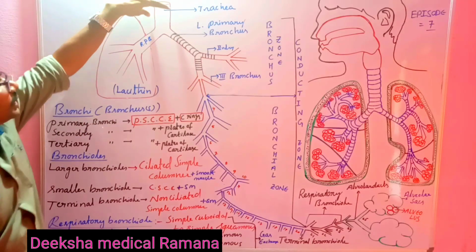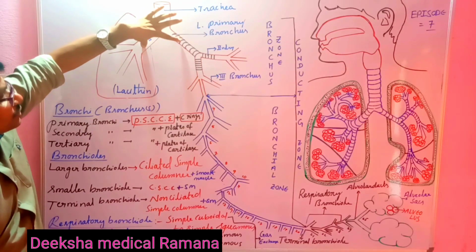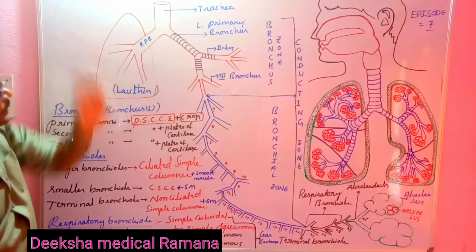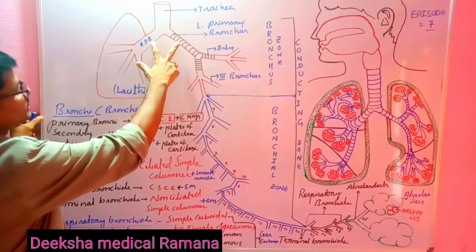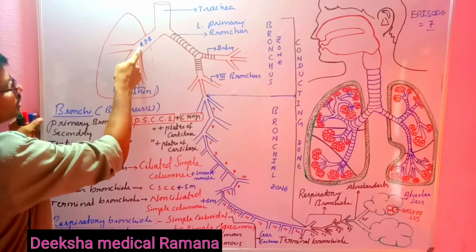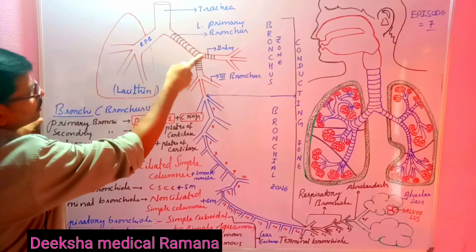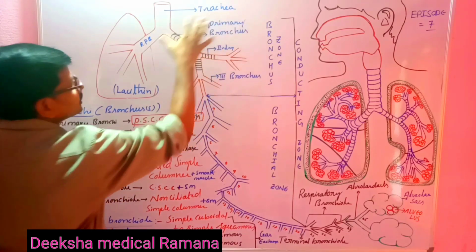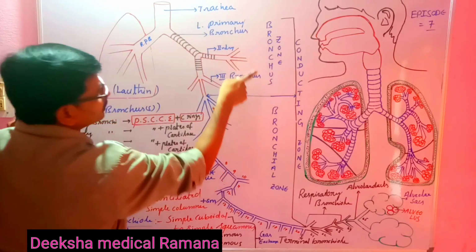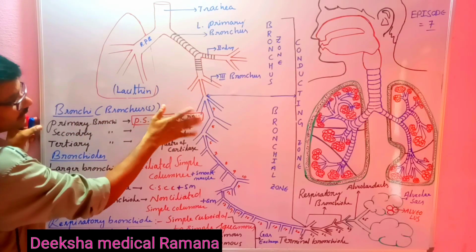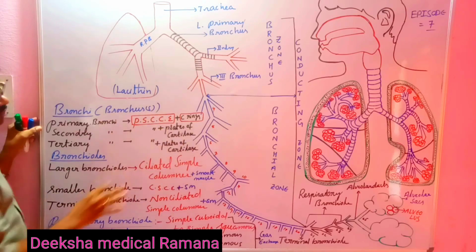So this is about the trachea dividing into bronchi at the level of the fifth thoracic vertebra, right? It's very important: at the fifth thoracic vertebra, the trachea divides into bronchi. Now this is the right primary bronchus, this is the left primary bronchus, then the secondary bronchi and the tertiary bronchi. These three together are called bronchus. Now these bronchi again divide into many branches called bronchioles.